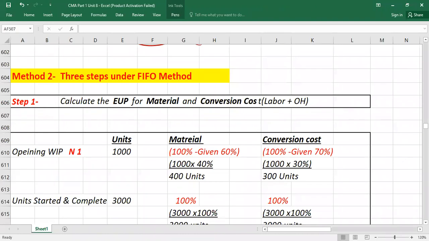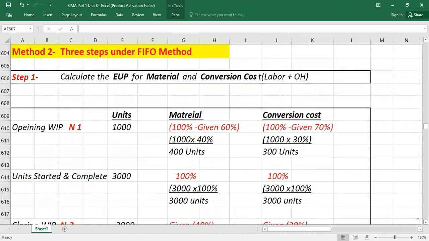This needs concentration. Again, there are two assumptions under the FIFO method. Okay, so for material, there are two assumptions. Either material will be added at what? Beginning of process. Or material will be added what? During the process.